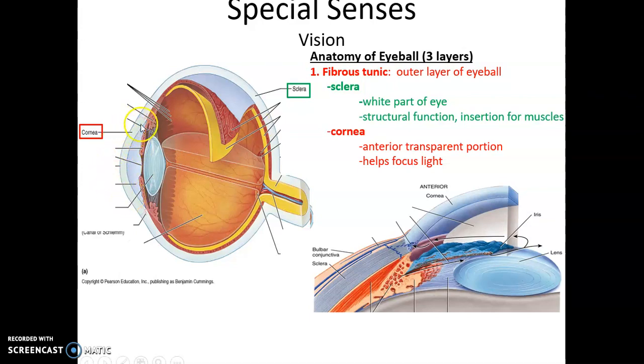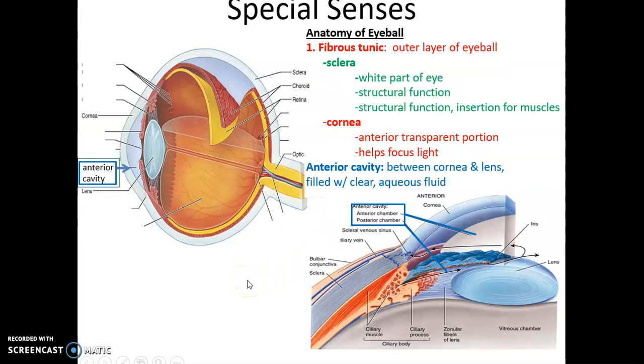And then anteriorly is another dense structure called the cornea. The cornea is transparent, and light can pass through the cornea, and when it passes through the cornea, it actually starts to get focused. Now, between the cornea and the lens of the eye is a cavity called the anterior cavity. And this anterior cavity is filled with a clear aqueous fluid that gets produced and reabsorbed. So it comes from the bloodstream, returns to the bloodstream.